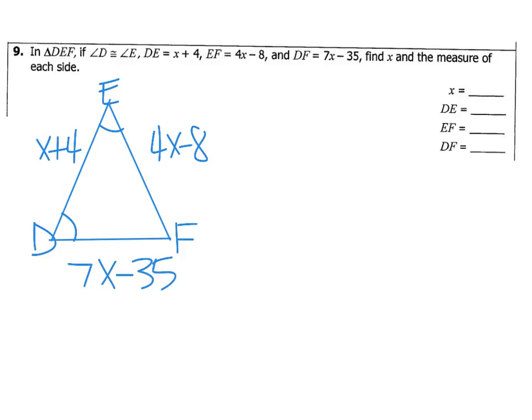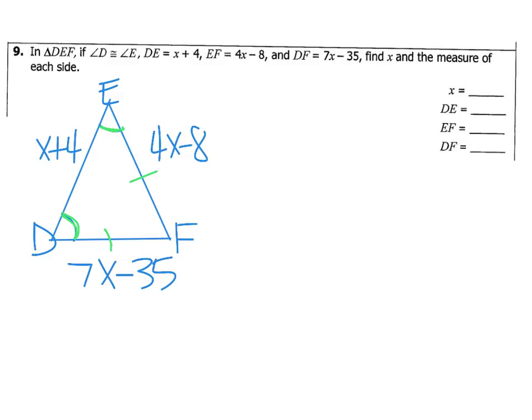We want to find the value of x and the measure of each side. So first thing we know is that these two angles are congruent. So if this is an isosceles triangle, even if it's not drawn to scale, we know that those are our base angles. So the sides opposite those angles would be our legs. So the side opposite angle E is DF, and the side opposite D is EF. So those legs are congruent by the converse of the isosceles triangle theorem, all right? Because if the base angles are congruent, then the legs are congruent.